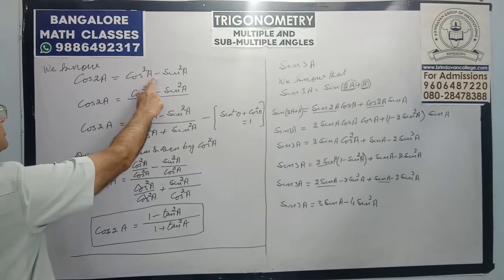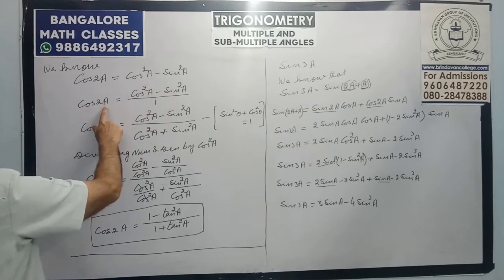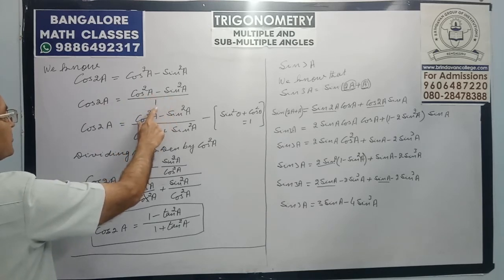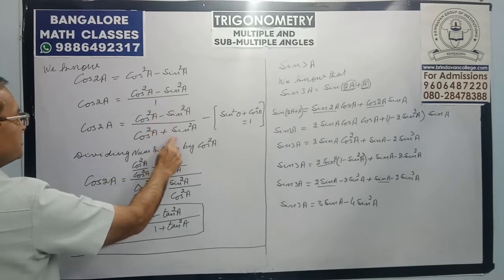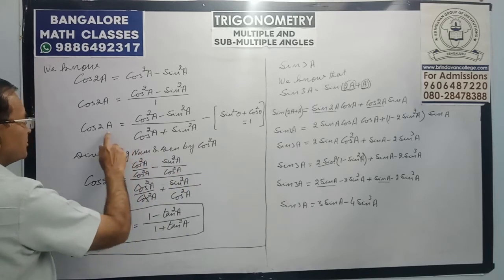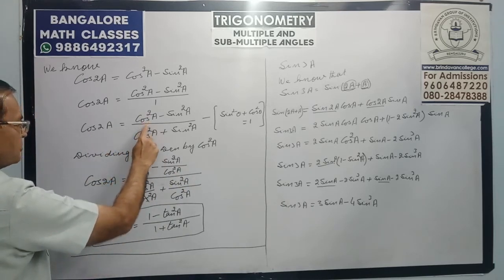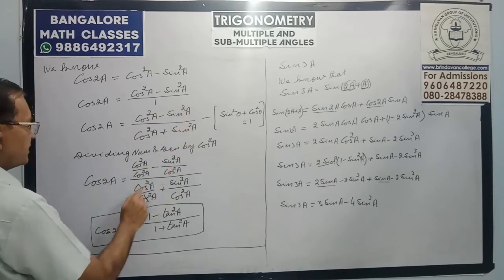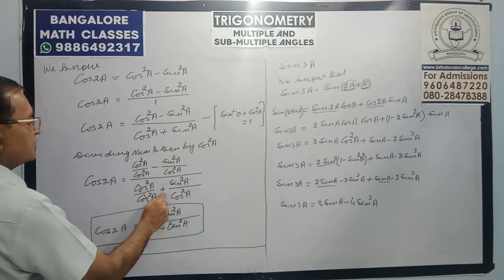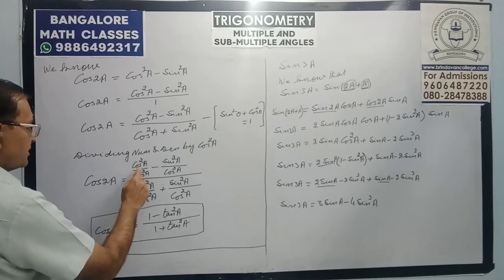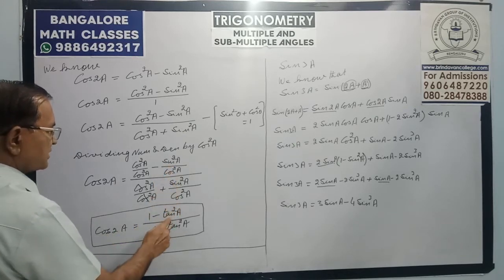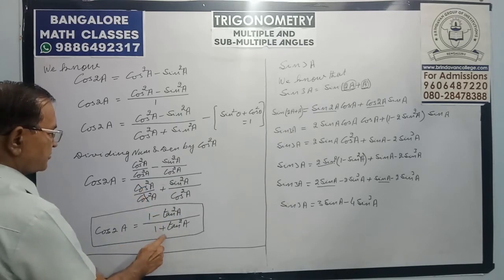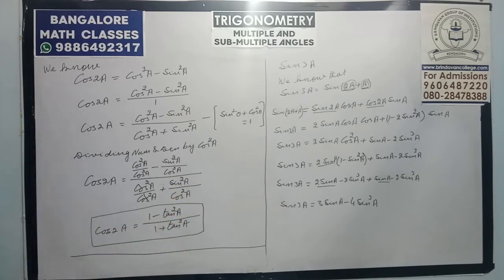So then we will do cos 2A in terms of tan. Cos 2A equals cos square A minus sin square A, which can be written as cos square A minus sin square A divided by 1. For 1 put cos square A plus sin square A. Dividing numerator and denominator by cos square A, we get cos square A by cos square A minus sin square A by cos square A in the numerator, and in the denominator cos square A by cos square A plus sin square A by cos square A. Cos square A we can cancel. Sin square A by cos square A is tan square A. Thus cos 2A will come out to be 1 minus tan square A over 1 plus tan square A.